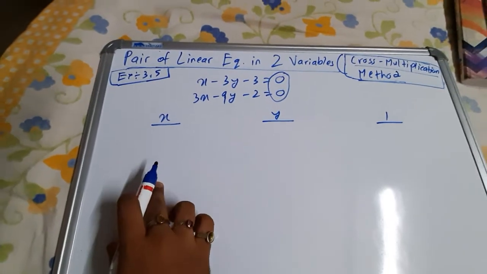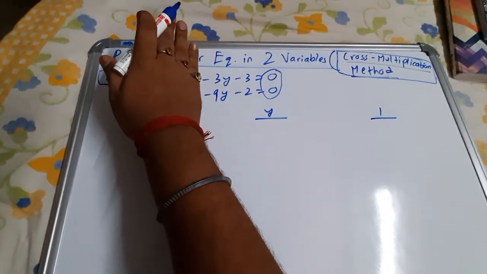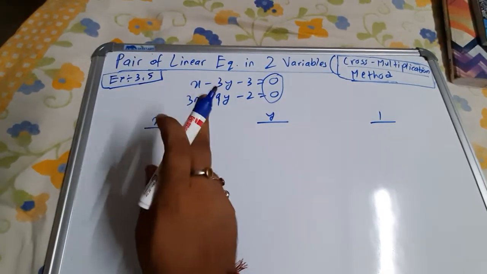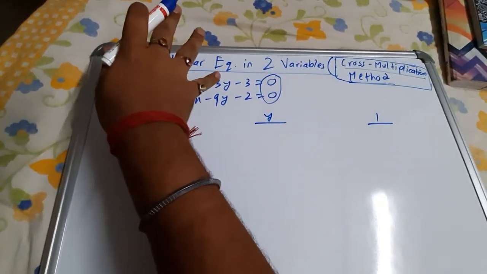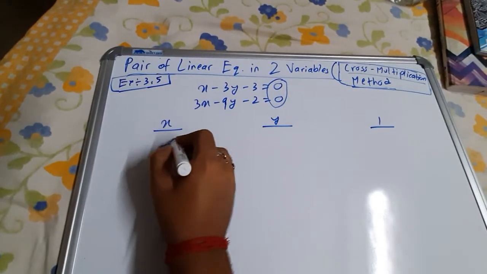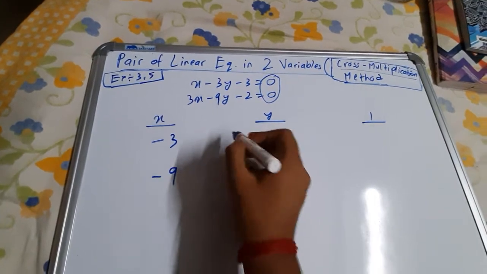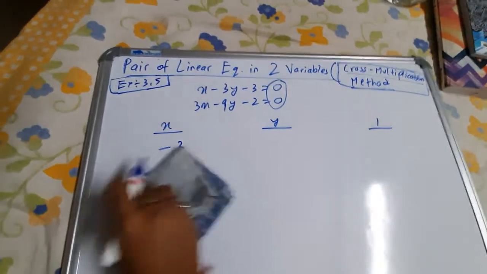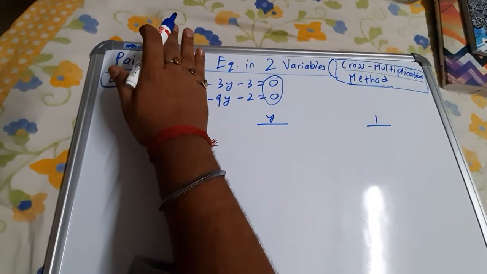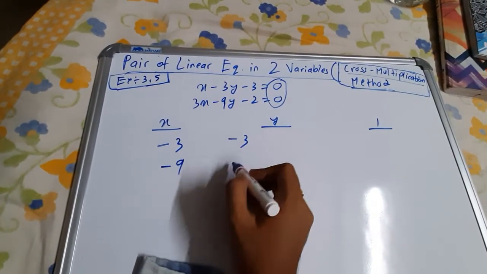Now under x, what should we write? Just by covering x, what do we get? Minus 3, minus 9. You need to write it with the signs. Minus 3 minus 9, again minus 3 minus 2. I am writing a little bit closer or there will be no space left. Minus 3 minus 9, then minus 3 minus 2.